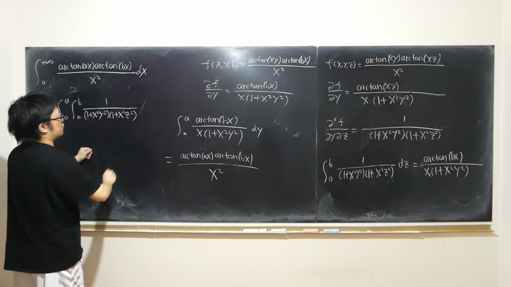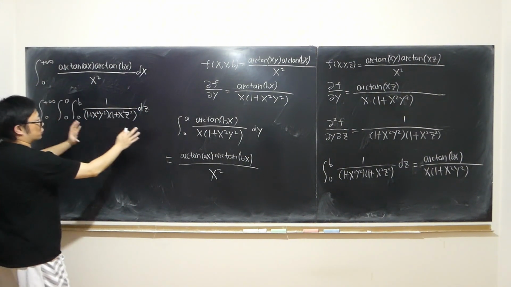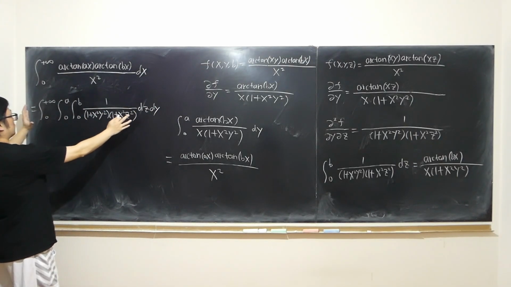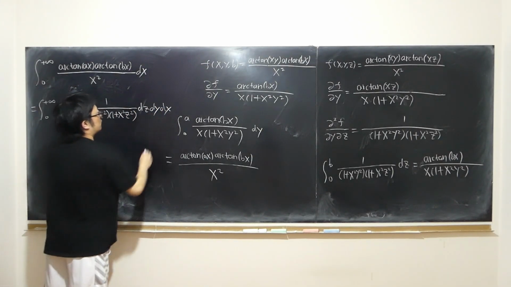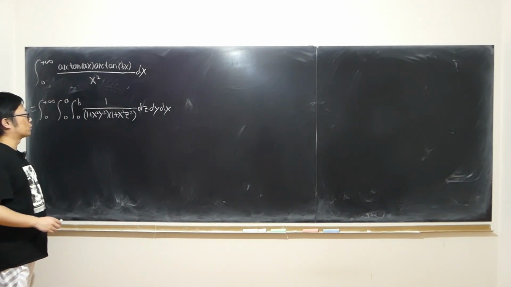Right? Then first dz, no problem. Right? Then I do dy. Right? At last I do dx. So this time I just turned it into a three-fold integral.